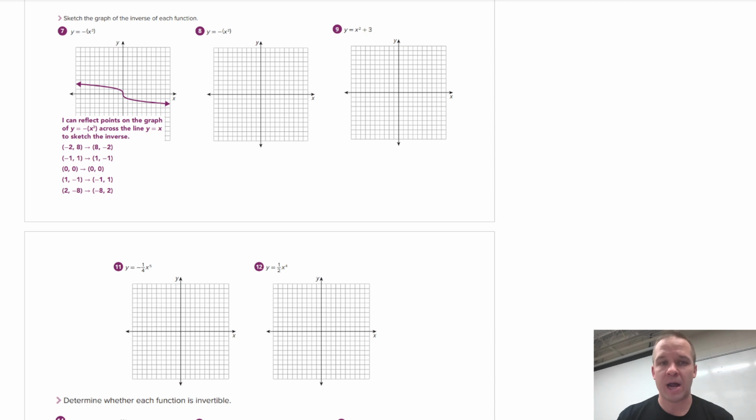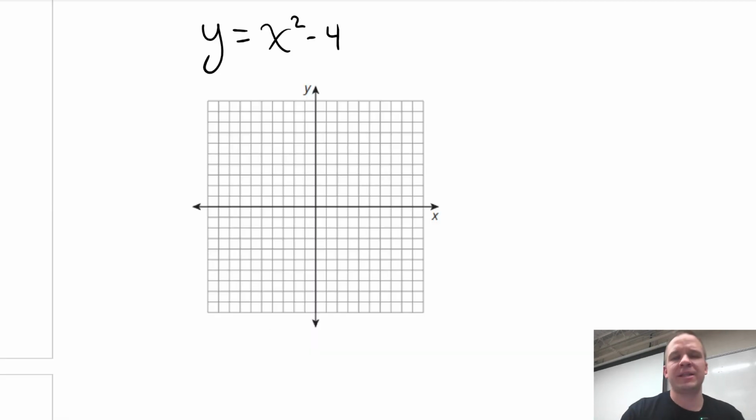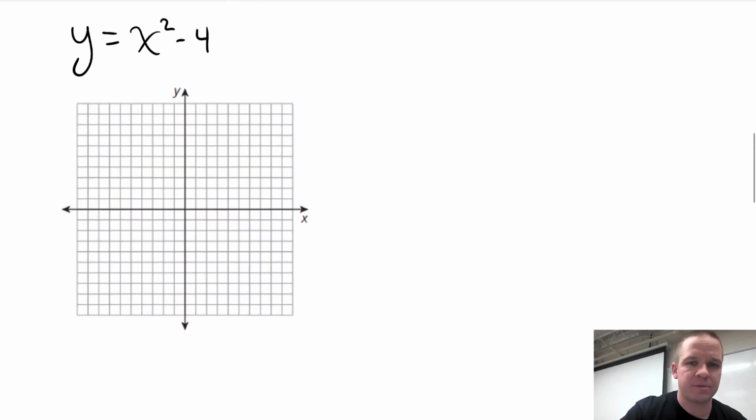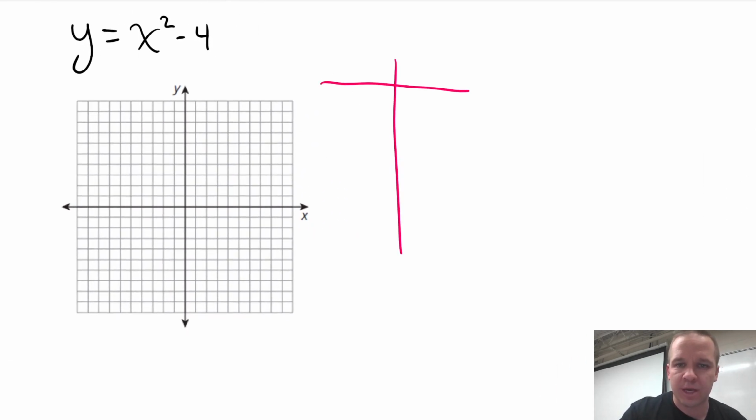I'm going to draw up a graph with another function out to the side, and we're going to do both of them, the original and the inverse. Let's plot this one: y equals x squared minus 4. It's our quadratic shifted down 4 points. I'm even going to do a table of values, because it's really going to help with the inverse.